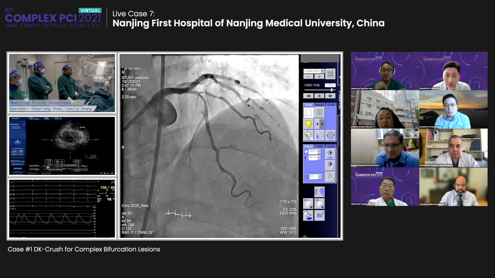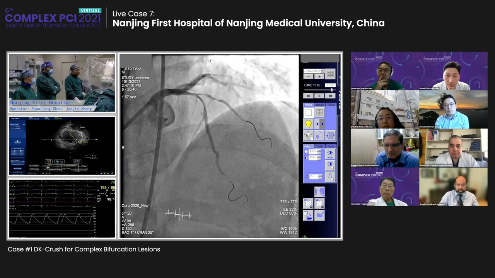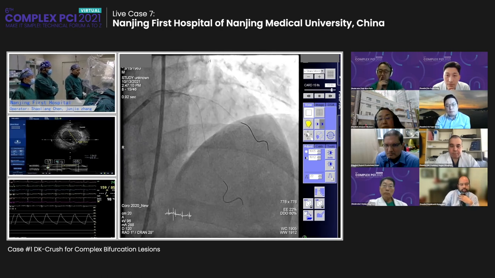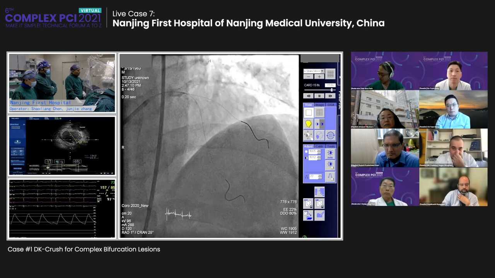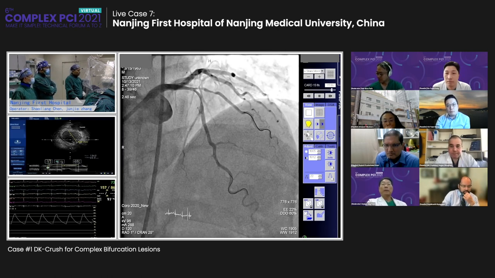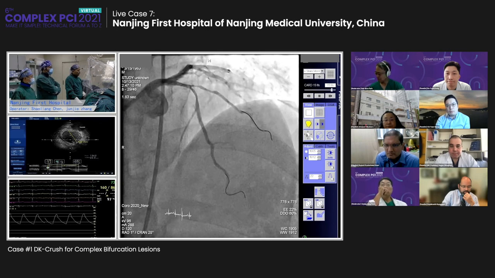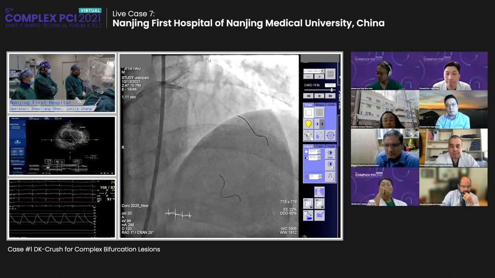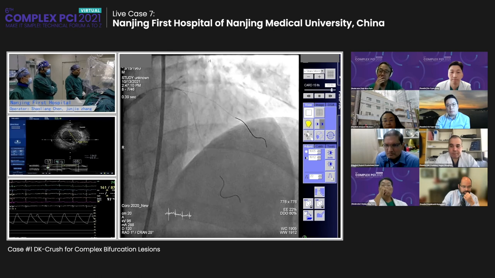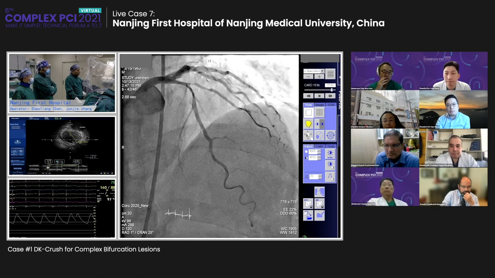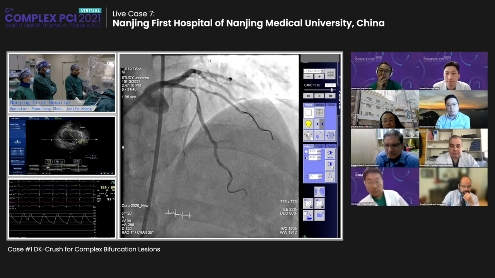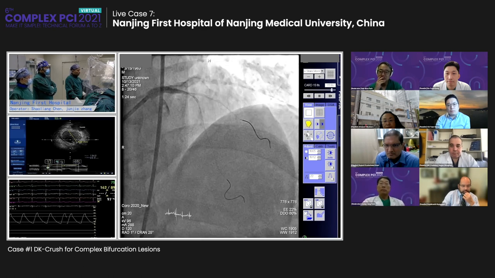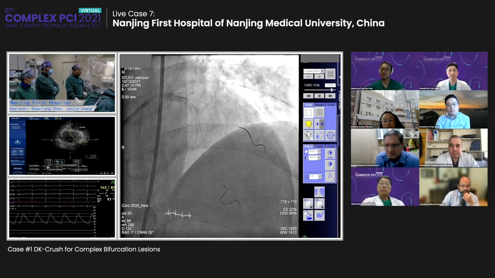Yeah, this is the AP cranial view showing a Medina 1-1-1 real complex bifurcation lesion according to our definition criteria. This is the same French guiding. Angiographically, the distal LAD and diagonal look smaller than 3 millimeters, but from the angiography you can see only one diagonal taken from the LAD. So I do believe the diagonal could not be a small vessel.